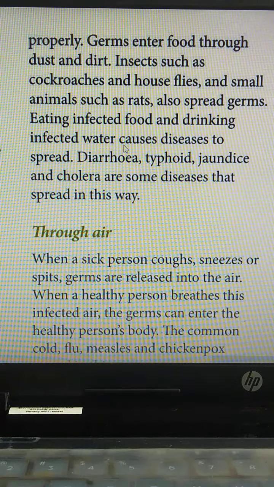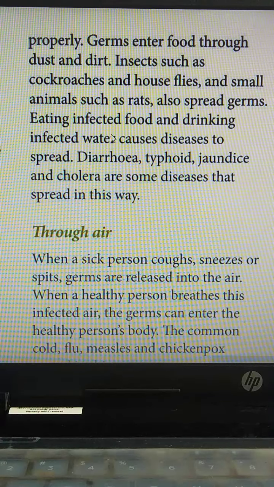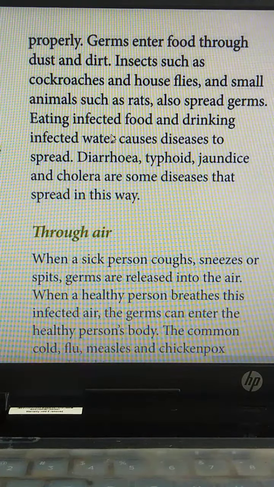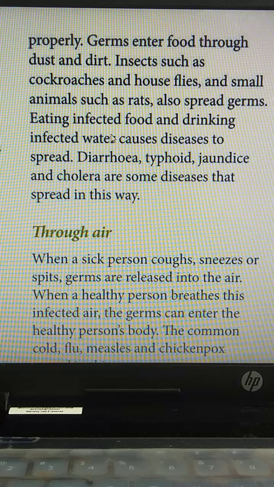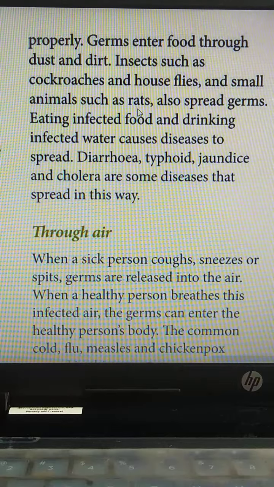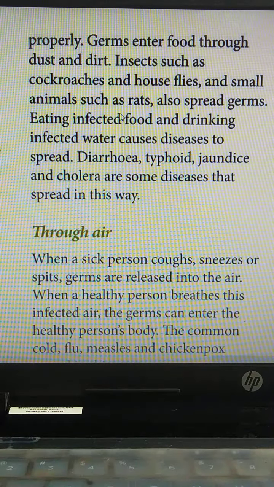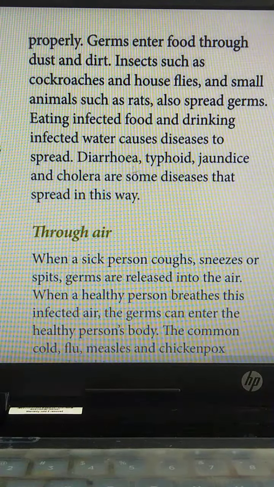Definitely, if you do not put your food in a proper way, if you do not cover the cooked food properly, then cockroaches, house flies, and small animals like rats come. We have rats at home, right? They destroy our food. They touch our food, and germs enter our food. Eating infected food and drinking infected water cause disease to spread.